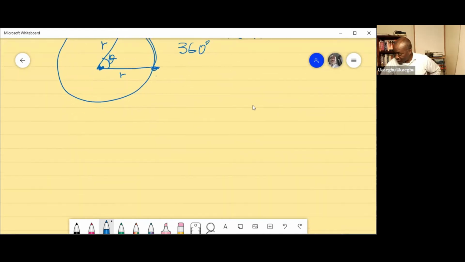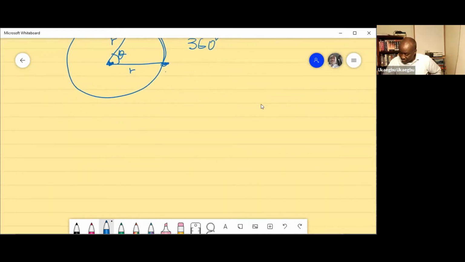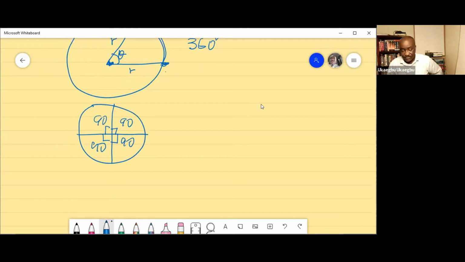Let me draw a little more circle here, and let me divide this circle into 4 equal parts. So now in these 4 equal parts, if you pick your protractor and measure each of these angles, each of them is going to give you 90 degrees. So this is going to be 90, 90, 90, and 90. So now when you add up these 4 90 degrees, that's how the 360 degrees came about.